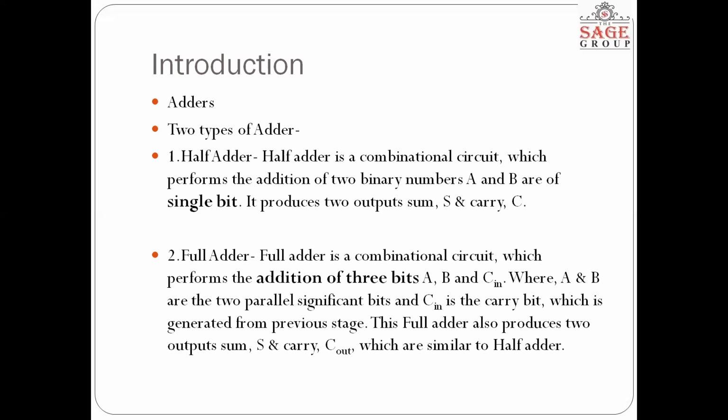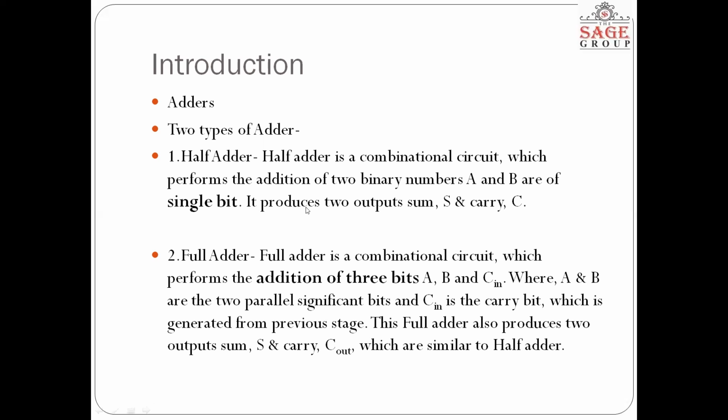The second type is the full adder. A full adder is a combinational circuit which performs the addition of three bits: A, B, and C in. C in means carry input. Where A and B are the two significant bits, and C in is the carry bit, which is generated from the previous stage. This full adder also produces two outputs, sum S and carry output, which is similar to the half adder. So there are two types of adder, half adder and full adder, right?